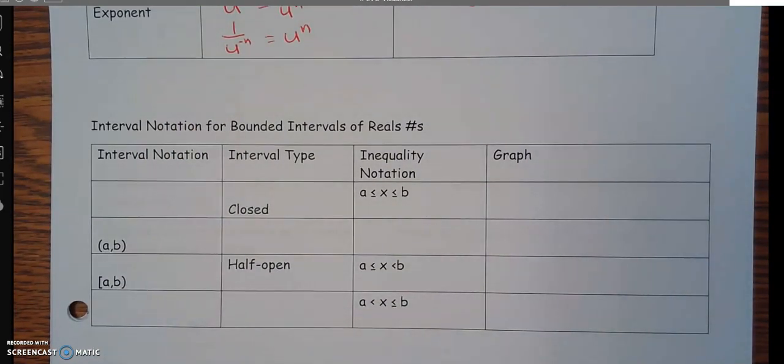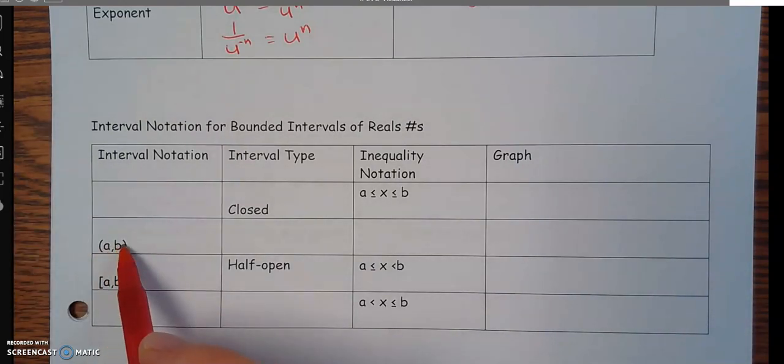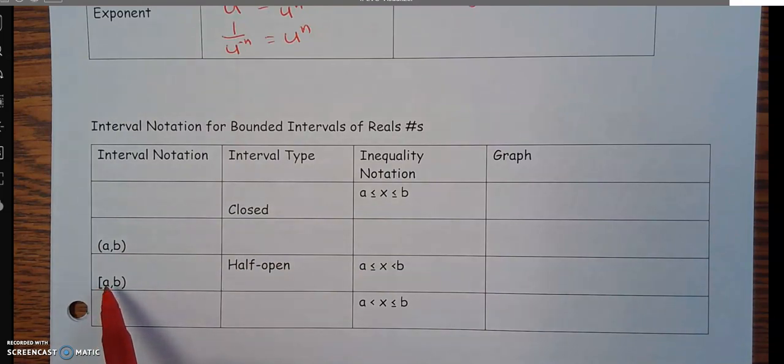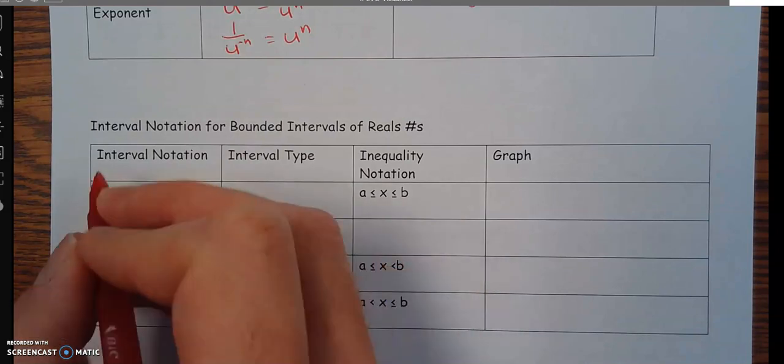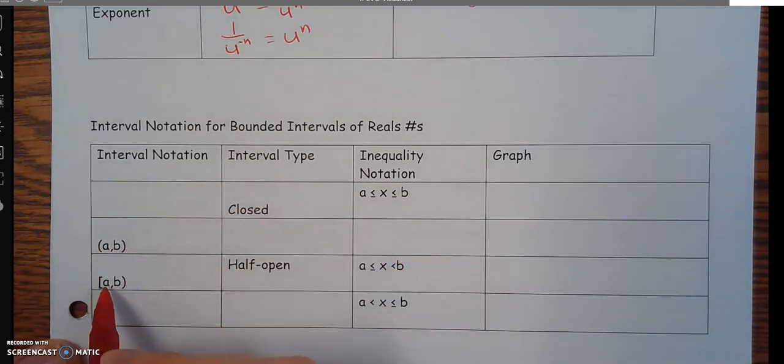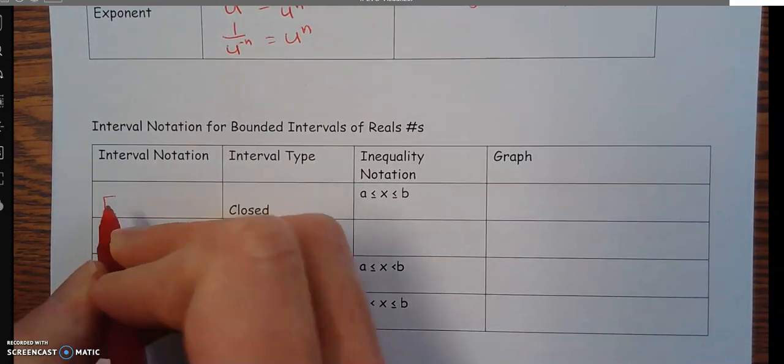Now on the bottom here, again, jumping around a lot. This has really nothing to do with what we just did. But interval notation, and I have kind of a fill in the blank here. I have the parentheses versus the brackets. So parentheses versus brackets. Let's say I had two brackets.